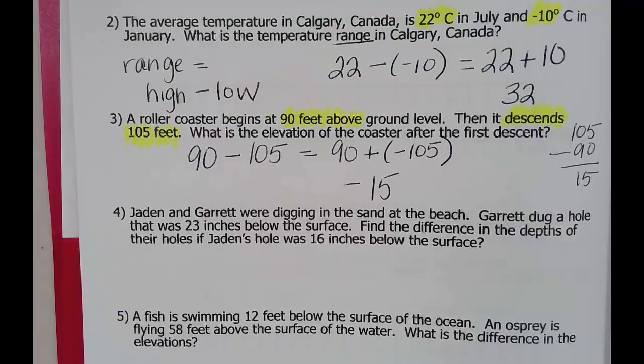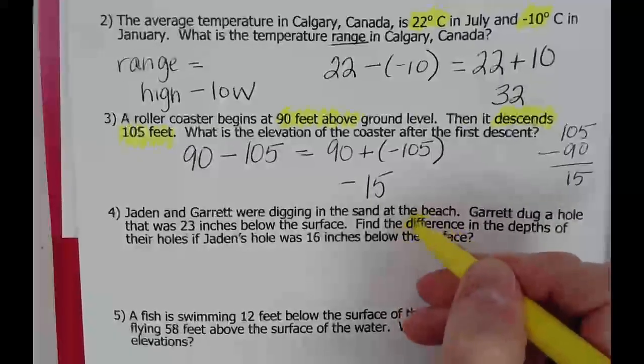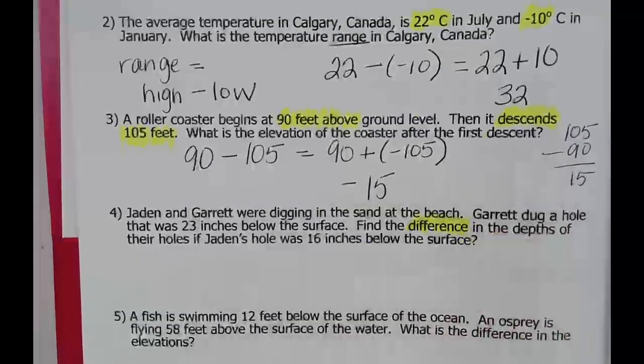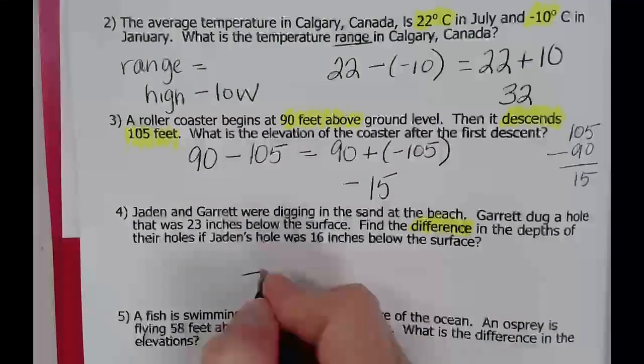Jaden and Garrett were digging in the sand at the beach. Garrett dug a hole that was 23 inches below the surface. Find the difference in the depths of their holes if Jaden's hole was 16 inches below the surface. How do I know this is subtraction? Difference. Okay, it says difference, so we know we're subtracting.